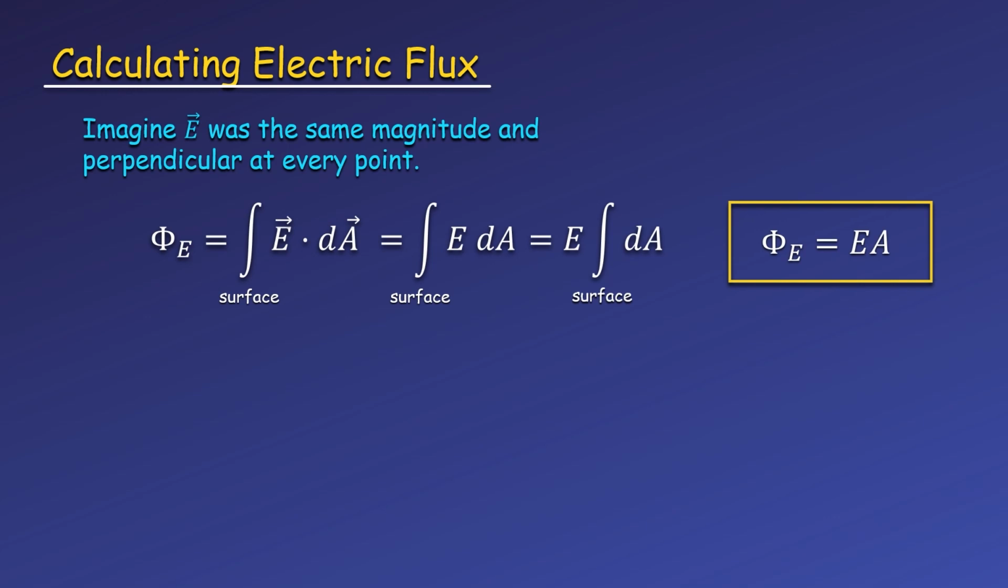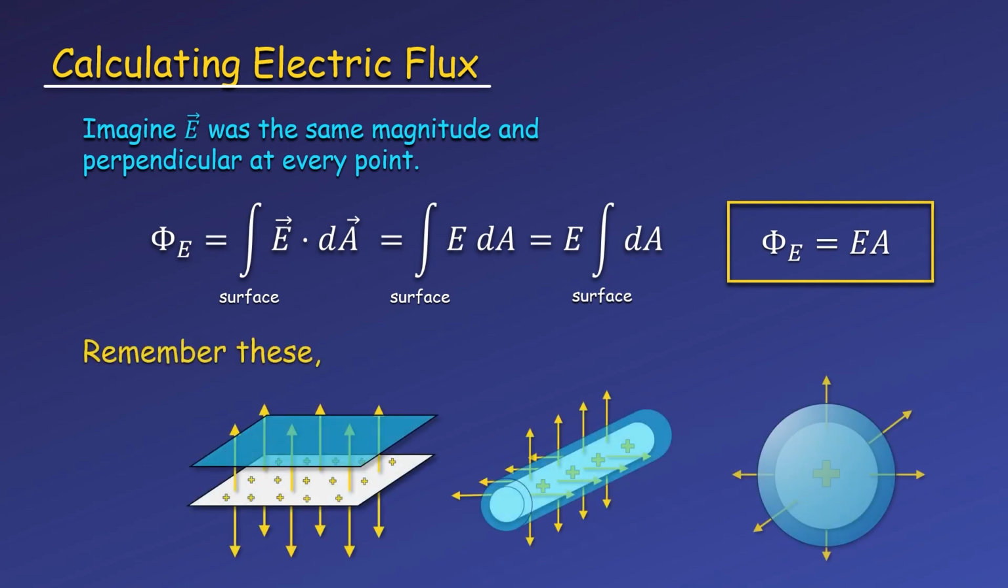No calculus needed. Remember these symmetries I showed you before? All of these are examples where these conditions are true. The field from each charge distribution is constant and always perpendicular at these blue surfaces.